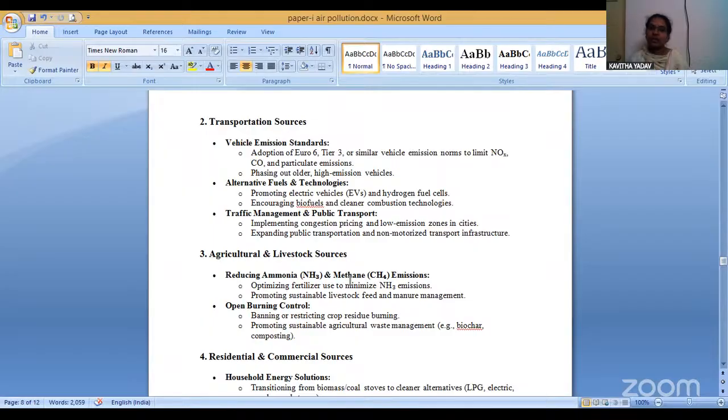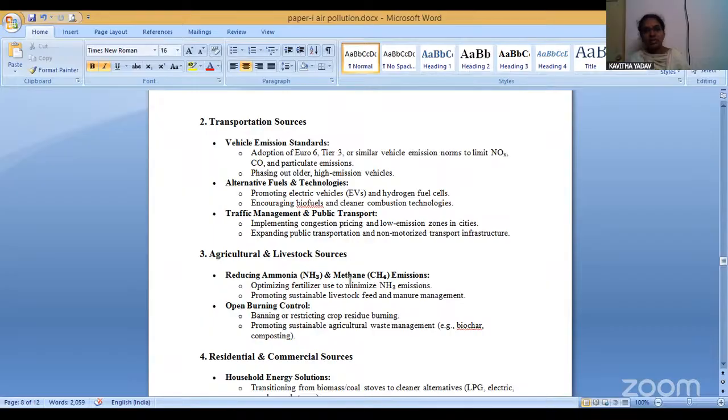And coming to the next one, transportation sources, vehicle emission standards. The first one is vehicle emission standards: adoption of Euro 6 and similar vehicle emission norms to limit nitrogen, carbon and particulate emissions. Okay, this is the most important thing. Then the next one is phasing out older high-emission vehicles.